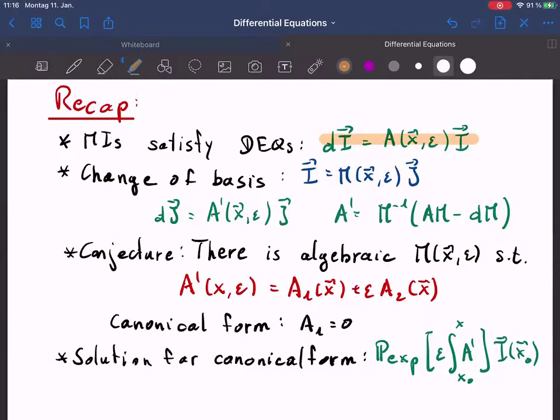The vector of master integrals is, of course, some basis. You could choose a different basis, so you could do a rotation. M is a matrix, which may depend on x and epsilon. You then get a differential equation of the same type for J, the new basis, where the new matrix A prime is related to the original matrix essentially by a gauge transformation.